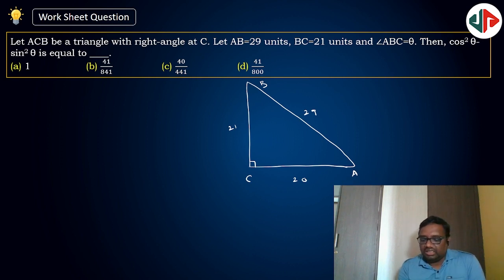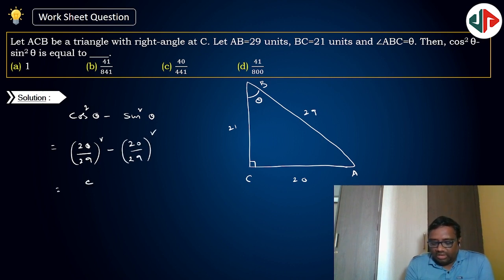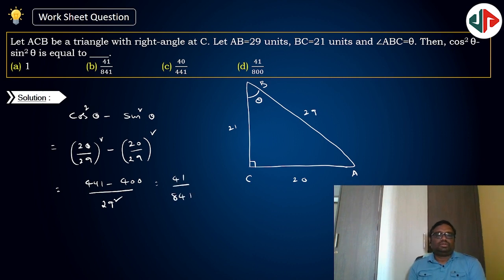Here angle ABC is theta, then cos square theta minus sin square theta. So what is our cos theta value? 21 by 29 whole square. Sin theta means 20 by 29 whole square. So it is nothing but 441 minus 400 by 29 square. So it is nothing but 41 by 841. So that is our answer.